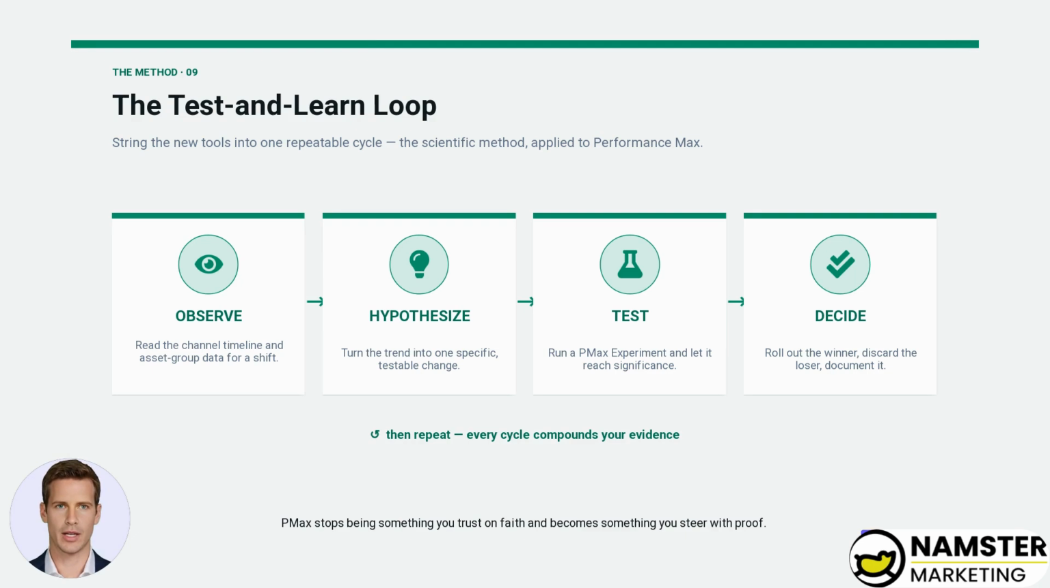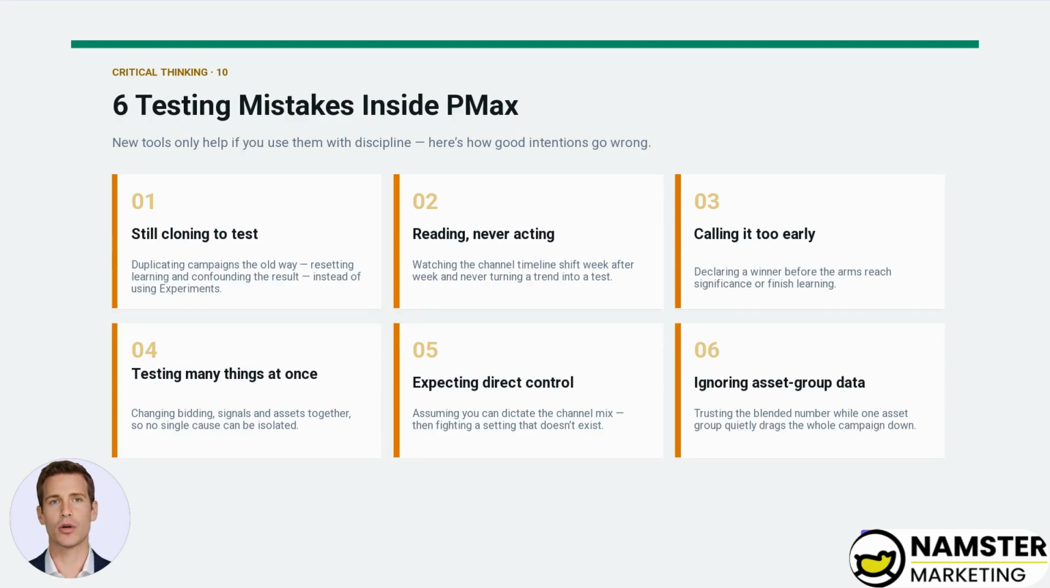Every cycle you complete compounds your evidence and improves your account's performance. PMax stops being something you trust on faith and becomes something you steer with absolute proof. Even with these tools, good intentions can go wrong if you lack discipline. Here are 6 common testing mistakes to avoid.